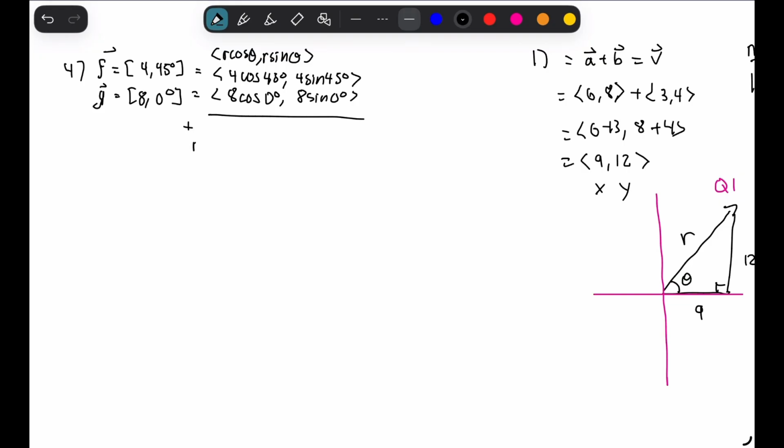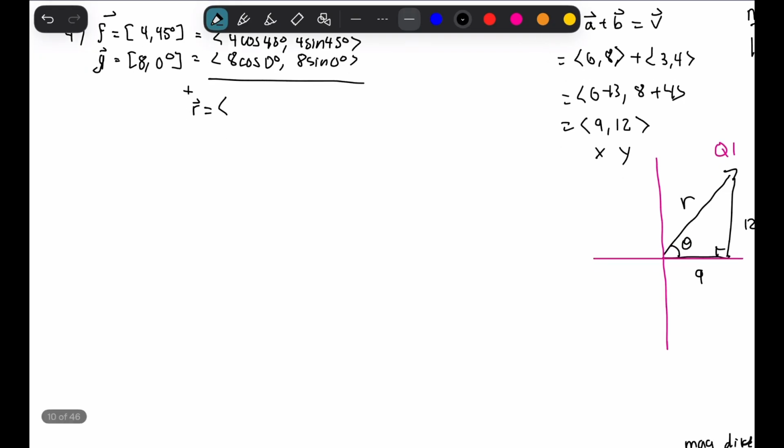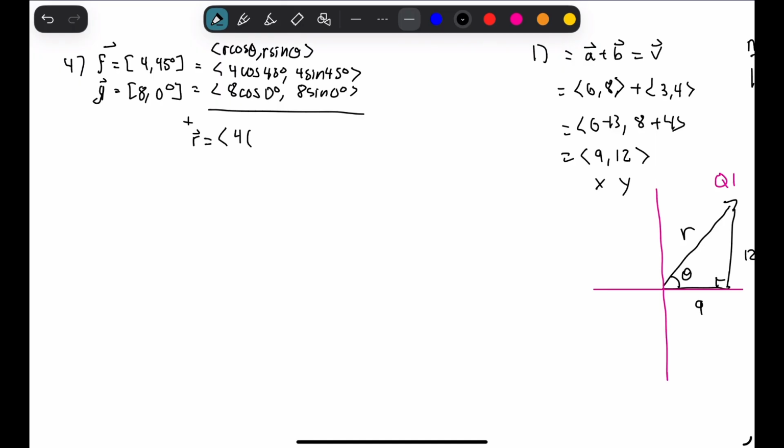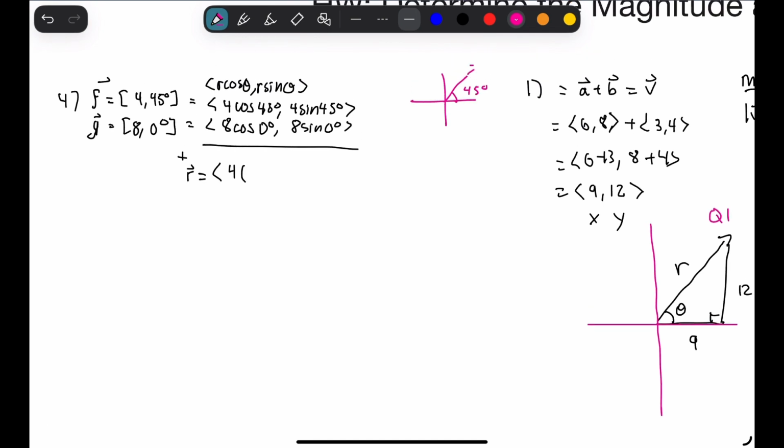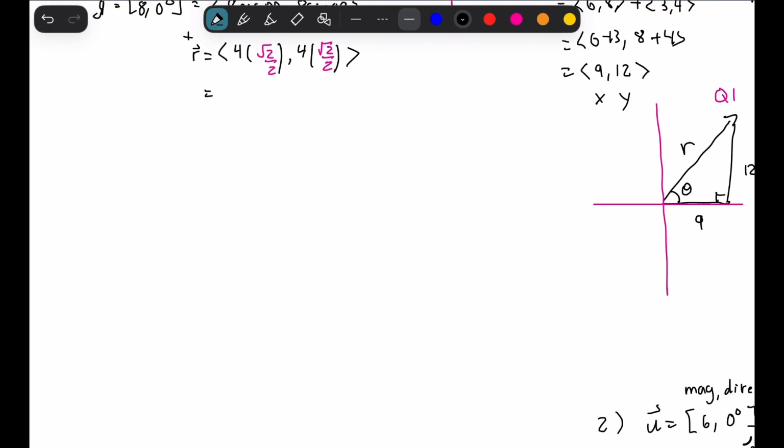So if you add these, this is going to give you your resultant vector. So we can simplify this. First, we have 4. Now, what is cosine of 45 degrees? Let's first map out where we have 45 degrees. When we're at 45 degrees, we're going to have root 2 over 2. So that's going to give us 4 root 2 over 2. So this is going to give us 2 root 2, 2 root 2. After that cancels out it's just a 2.